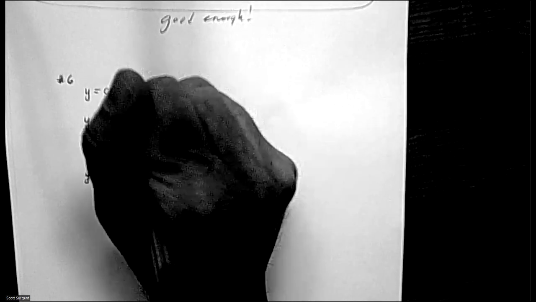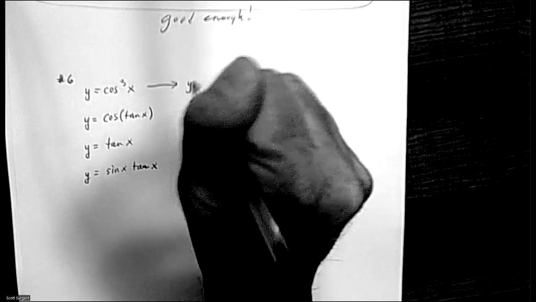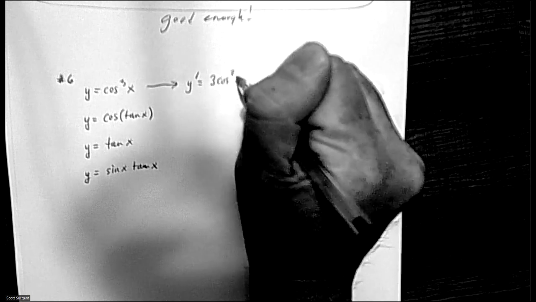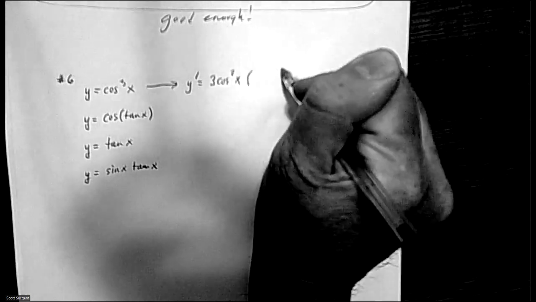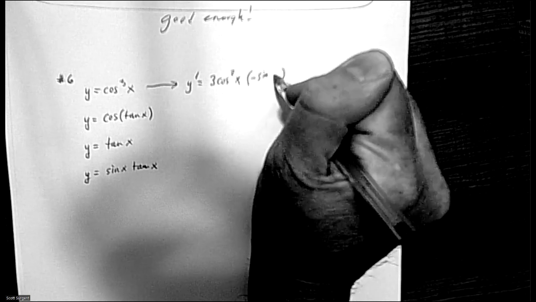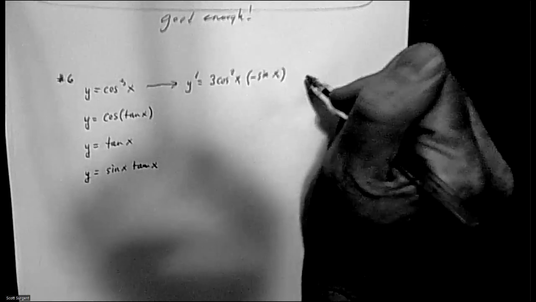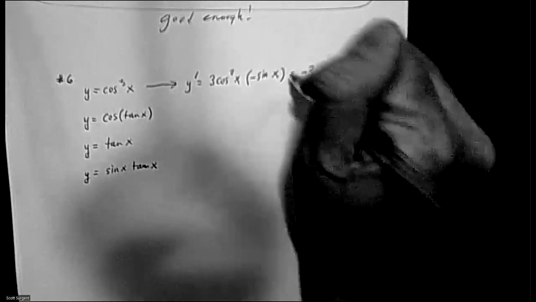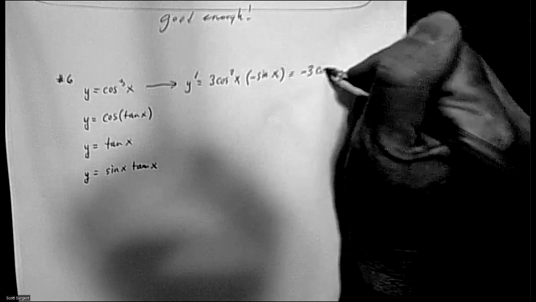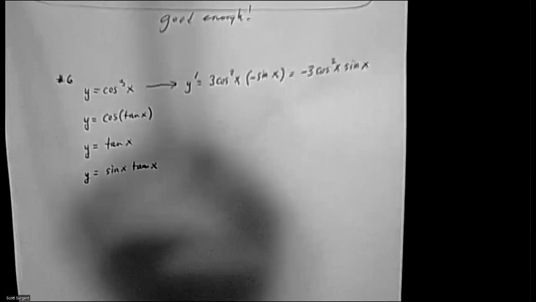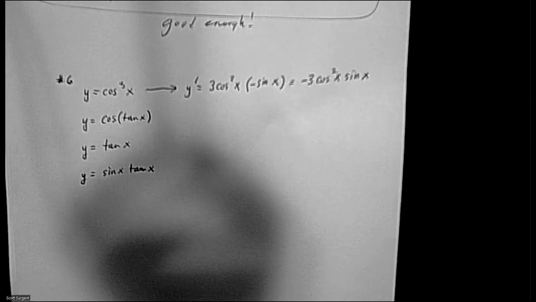This one's a power rule. Bring the 3 down. Leave the base alone. Reduce the power by 1. Now you do the chain rule. The chain rule is derivative of the base, so the derivative of cosine is sine, negative sine x. And that's a good answer. The only thing I would do, since it's such a trivial move, is move the negative to the front. But that's about it. Okay.